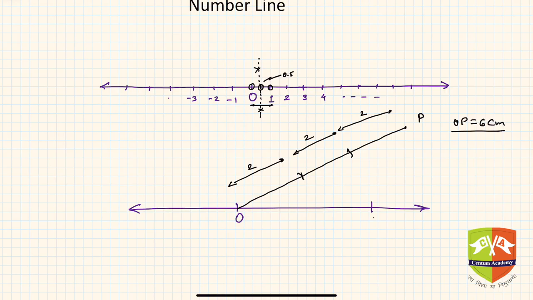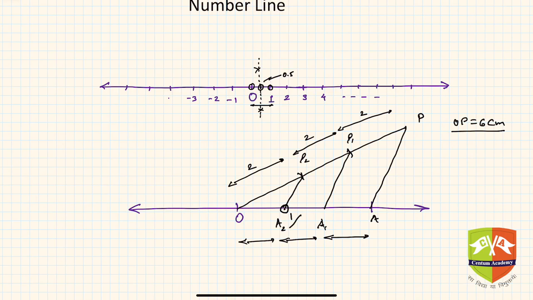Now let us say this point is A. Now you join PA, and from all these points, let us say this is P1 and P2, you draw P1A1 parallel to PA and P2A2 parallel to PA again. So if you see, these are nothing but equal parts of OA, divided into 3 parts. So hence this point will be nothing but 1/3. This is how you can find a fraction between 2 points, or let's say between 0 and 1, 1/3.